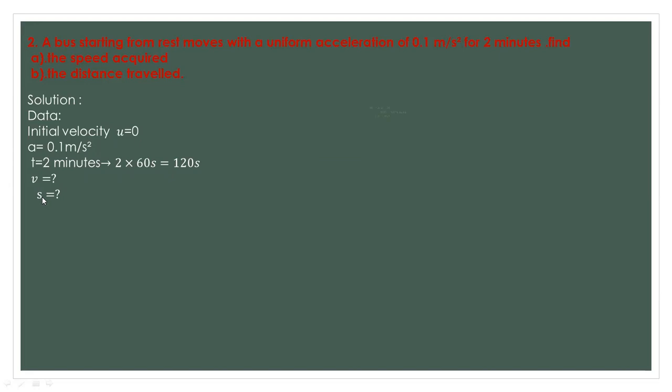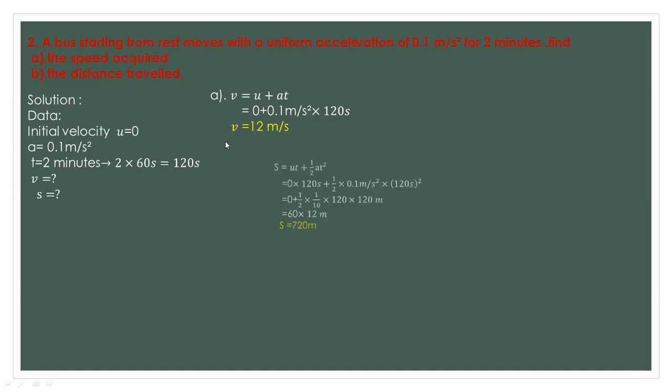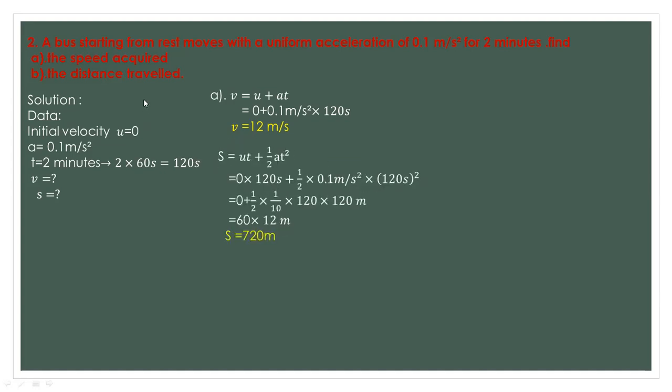Okay, so first one, using the formula v is equal to u plus at. Substitute the values here. Initial velocity is 0 plus the acceleration 0.1 meter per second square into 120 seconds. Second gets cancelled here. Then the speed of the bus is 12 meter per second. So in that time, how much distance is traveled?